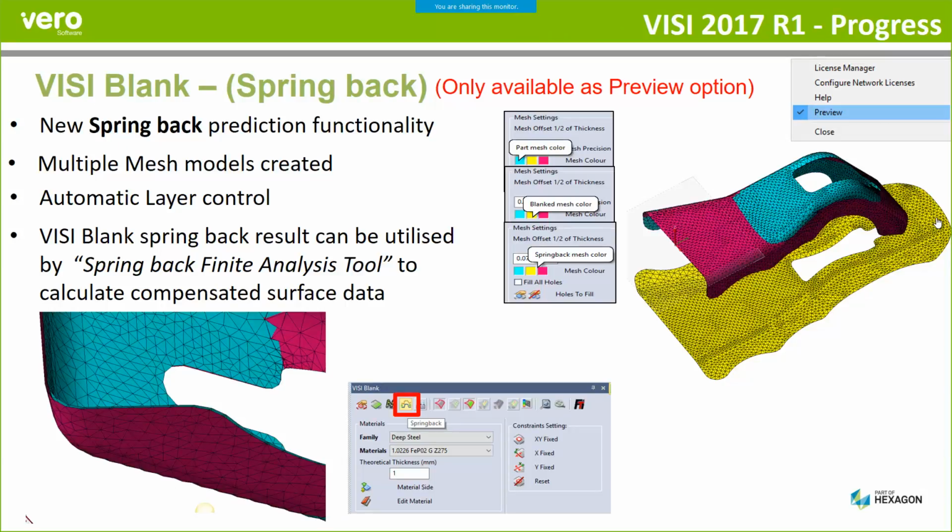Right, so moving on to progress. The next few functions are going to cover the new functionality within the progress suite. Now this particular one sits within the Visi blank, and it calculates Springback, but it's important to highlight to you it's only available if you have the preview option available.